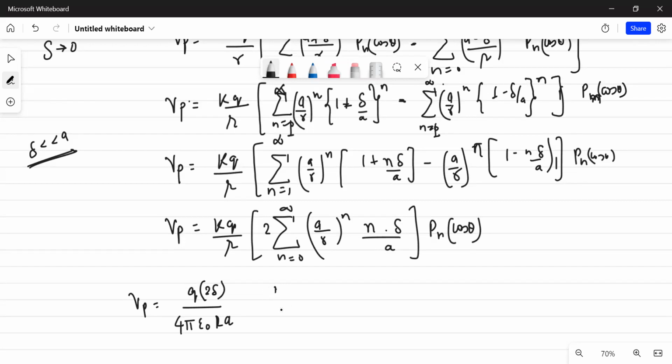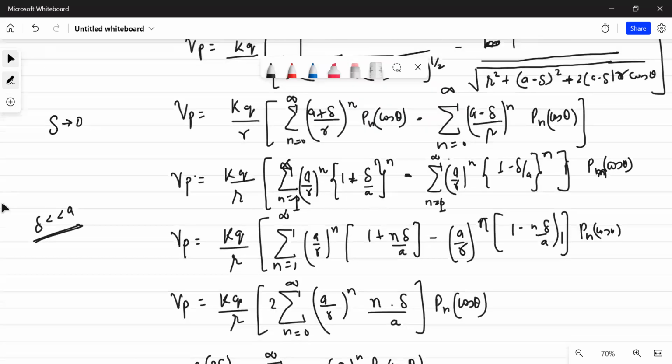There would indeed be n remaining there. So I'll let n remain there. There would be n equal to 0 to infinity. n would remain here only. And there is a upon r to the power n, and this is P_n cos theta. Is that clear? And you know that q into 2 del, what will it be?